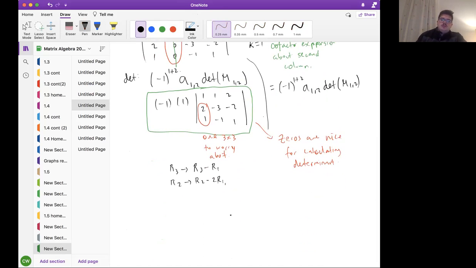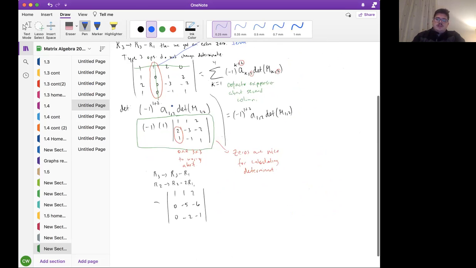So let's do those row ops. Row 2 minus 2 row 1, so that's -5. Row 2 minus 2 row 1 is -6. Row 3 minus row 1, -2. Row 3 minus row 1, -1. Okay, everyone see what we're doing?